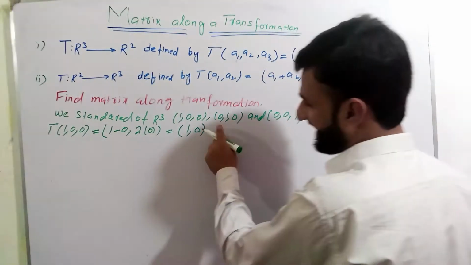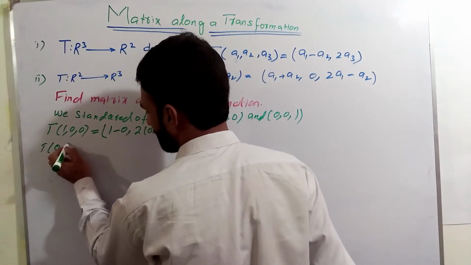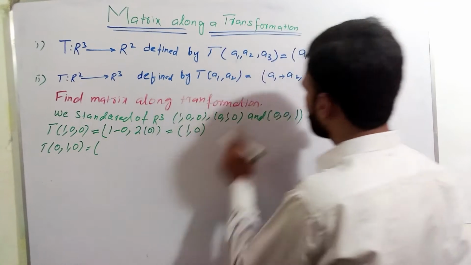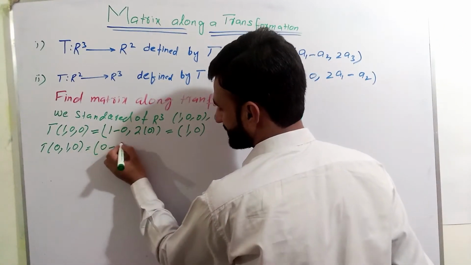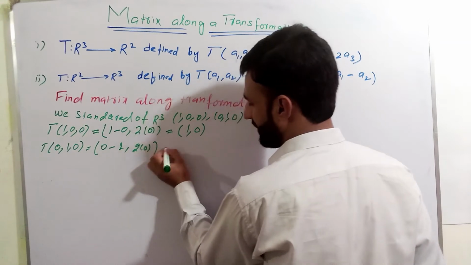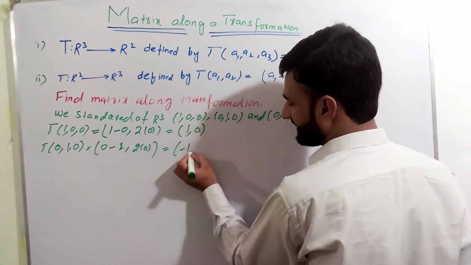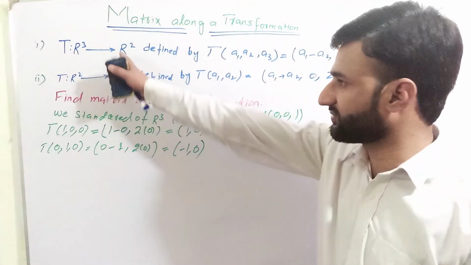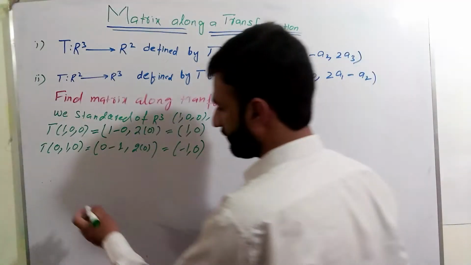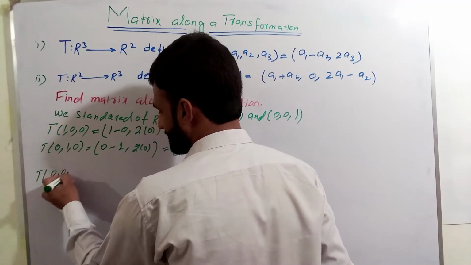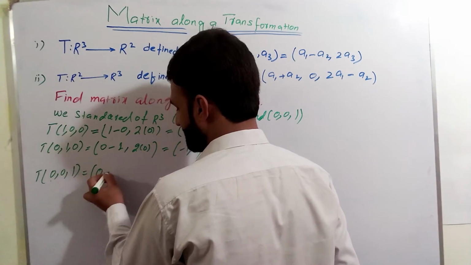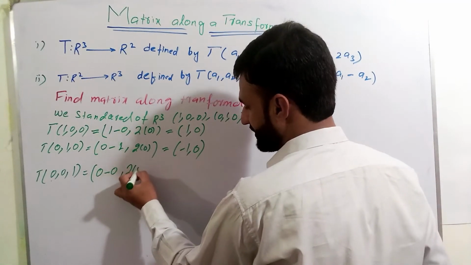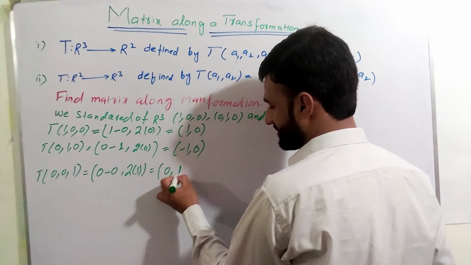Right. Now we put the second standard basis vector, that is 0 1 0. Here I'm going to put the values: 0 minus 1, comma, 2 into 0. We have obtained the values negative 1 and 0. Now we put the third standard basis vector of R3 in this transformation, that is 0 0 1. So 0 minus 0 in the first term, and 2 into 1, and we have obtained 0 and 2.